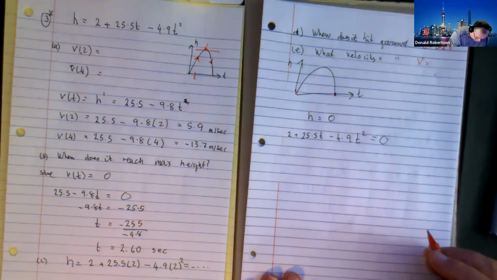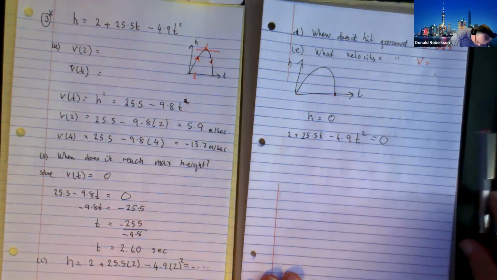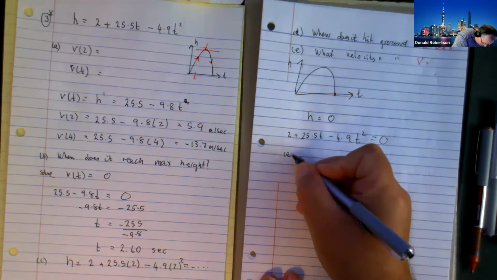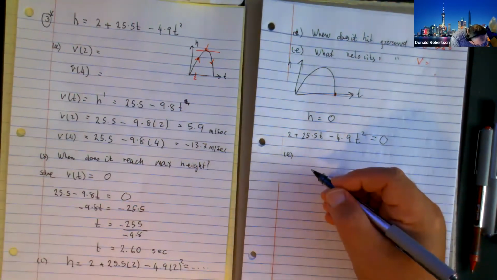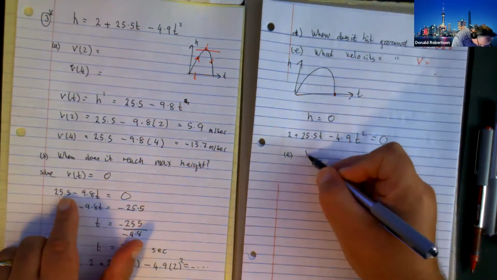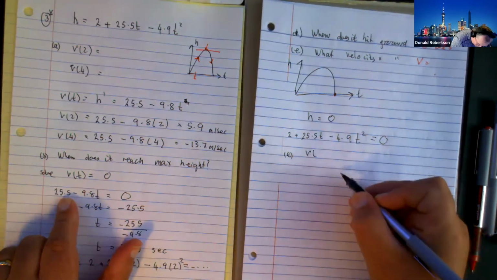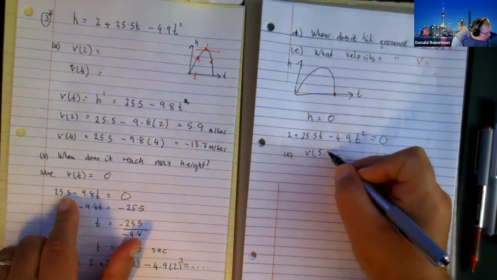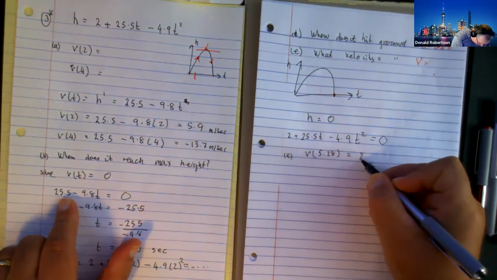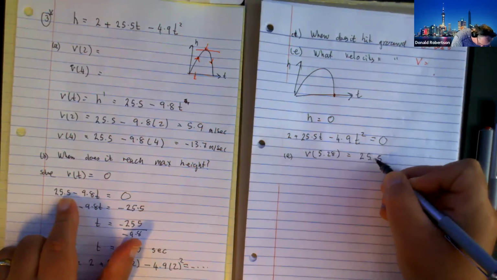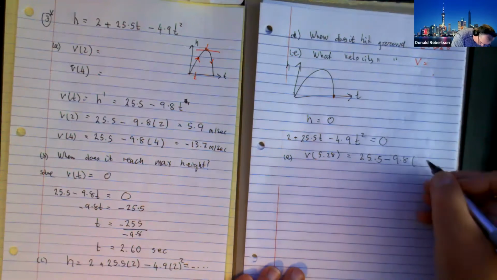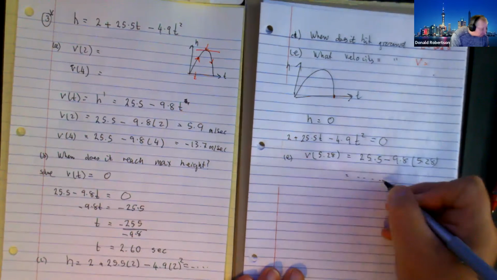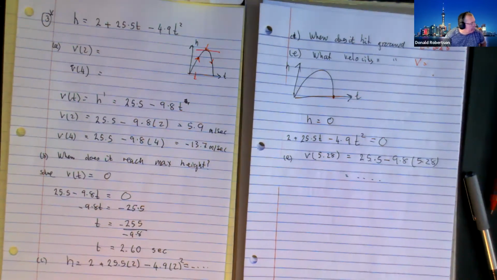And E was, what's the velocity? Well, if you want to do the velocity then, we just take, where is our friend? Take this guy and we evaluate it at 5.28. So it's going to be 25.5 take away 9.8 times 5.28, and you get whatever ugly answer it happens to be.